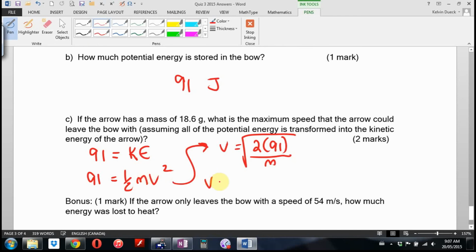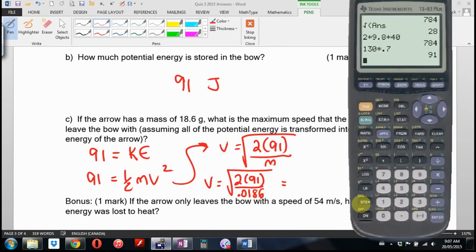The arrow is going to leave this bow at the square root of 2 times 91 divided by 0.018. Not 0.186, that's 186 grams. 18.6 grams is 0.0186. Almost 100 meters per second, not quite, 98.9 meters per second. Is that about right? That's a little fast, but I've seen people shoot a bow.